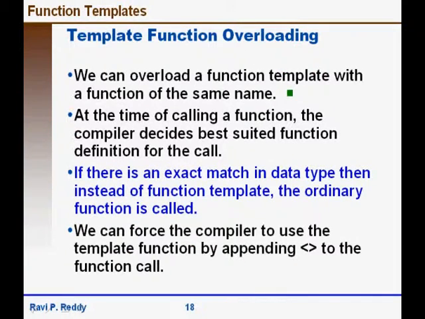At the time of calling the function, the compiler decides the best suited function. If there is an exact match in the data type, then instead of the function template, the ordinary function is called. That means the specific function is given first preference as compared to the function template. However, if you do want to use the function template even when a specific function exists, we can force it by appending this symbol, the template symbol, to the function call.